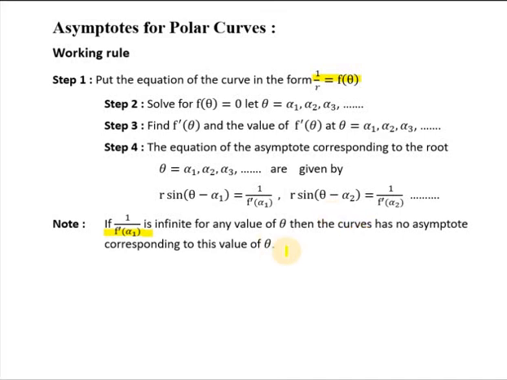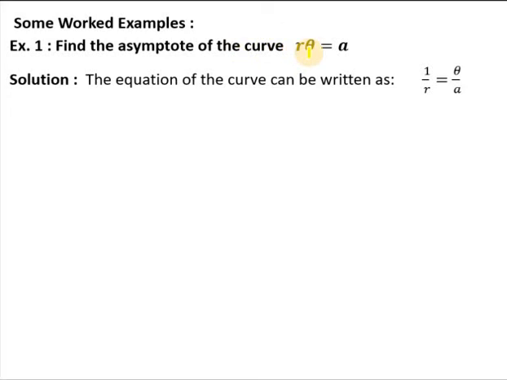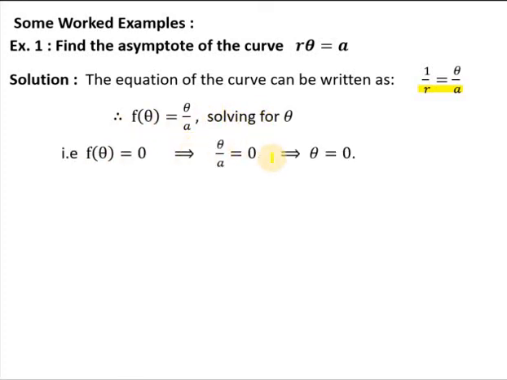Let us simplify a problem. Find the asymptote of the curve r theta is equal to a. So first let us write this in the form of 1 by r. 1 by r is equal to theta by a. Therefore, f of theta is equal to theta by a. Now solve for theta in this one. So f of theta is equal to 0 means theta by a is equal to 0, which implies that theta is equal to 0. Therefore, alpha value is also equal to 0.